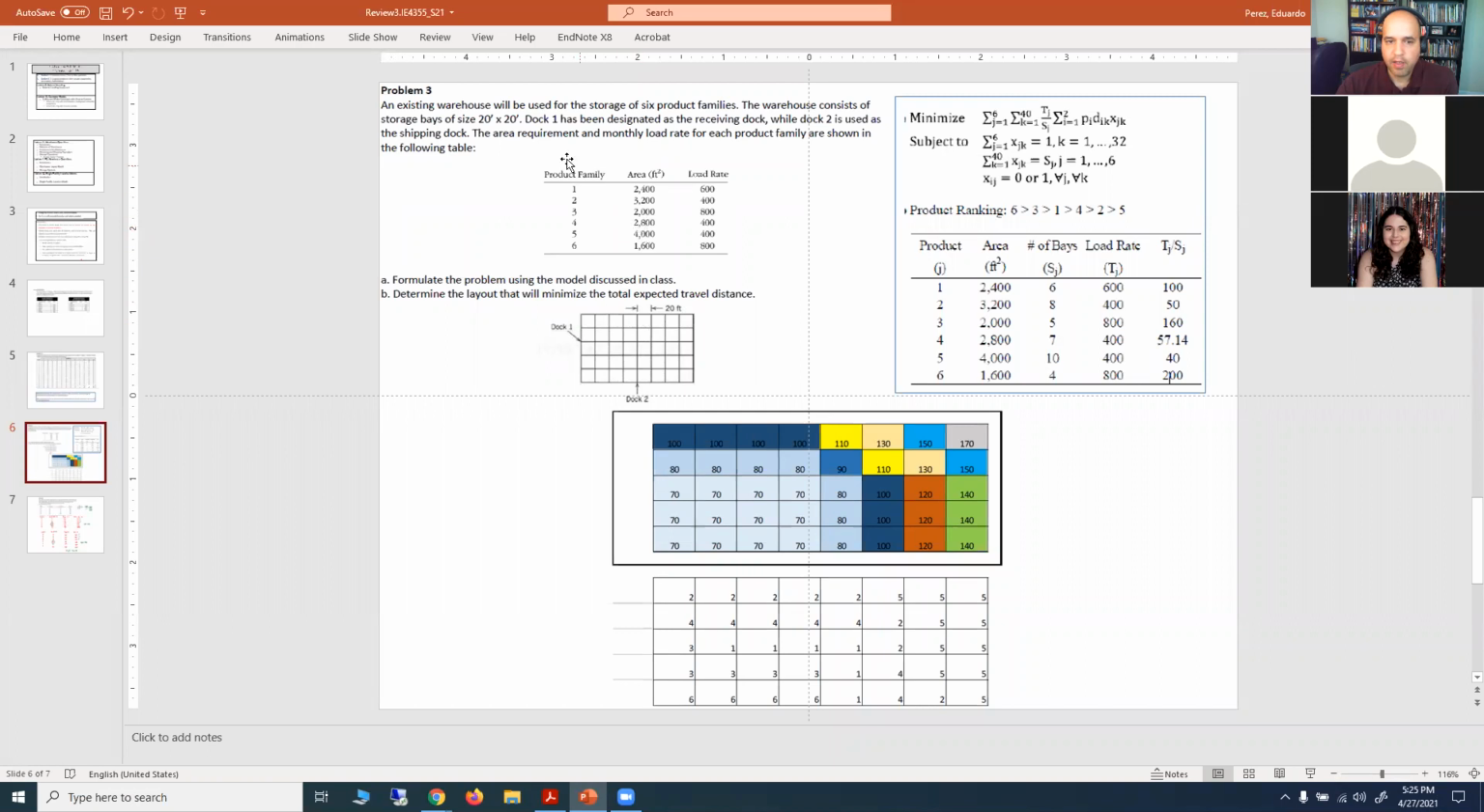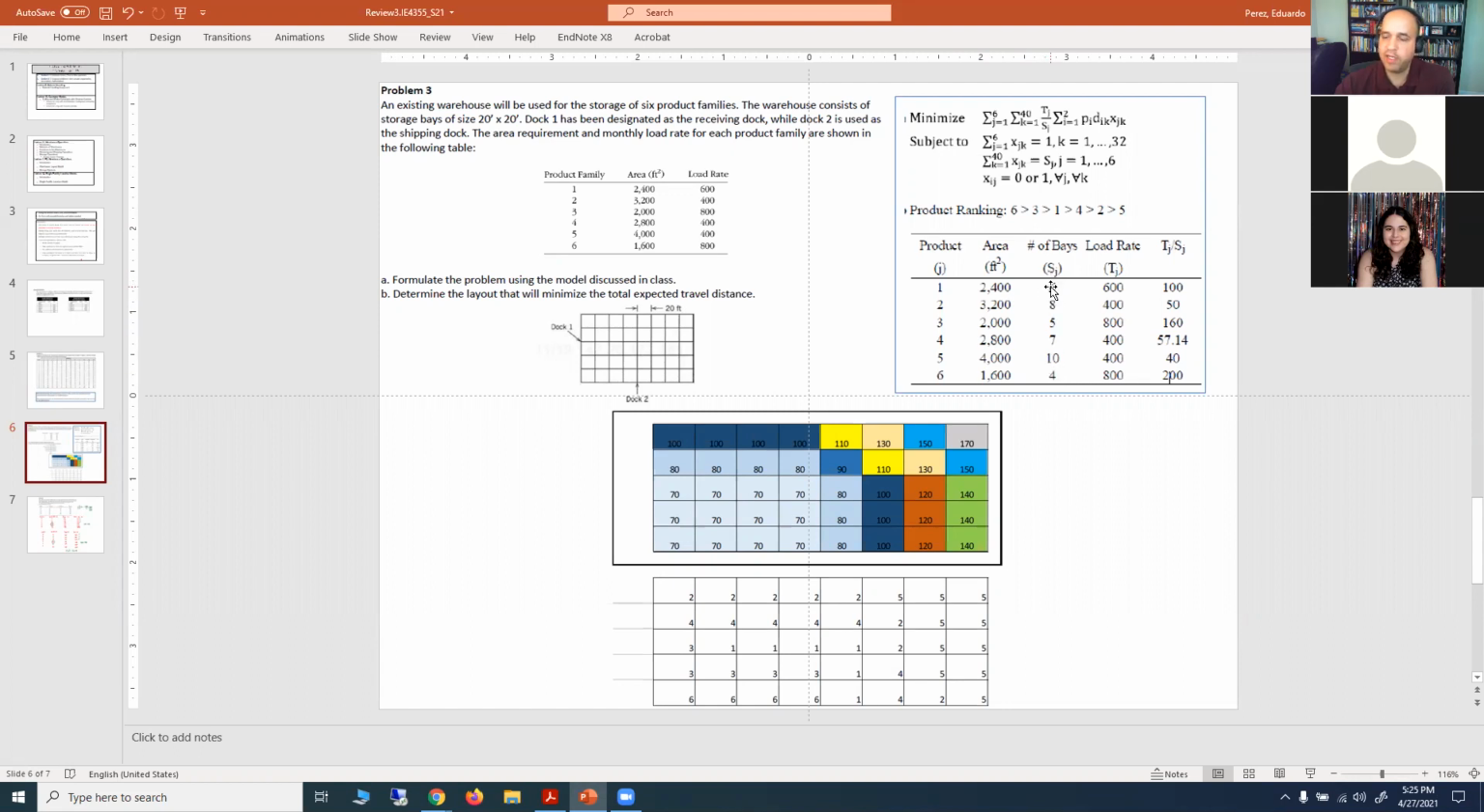You look at the area and you know that each cell measures 20 by 20, so that's 200. I'm sorry, 400. So using that information, you can divide the area needed by each product by 400 square feet, and you can identify how many cells are needed for each product family. That's what we did here. We have the number of cells needed by each product family. So the first product needs 6, the second product 8, the third product 5, and so on. That's going to be our S_j.